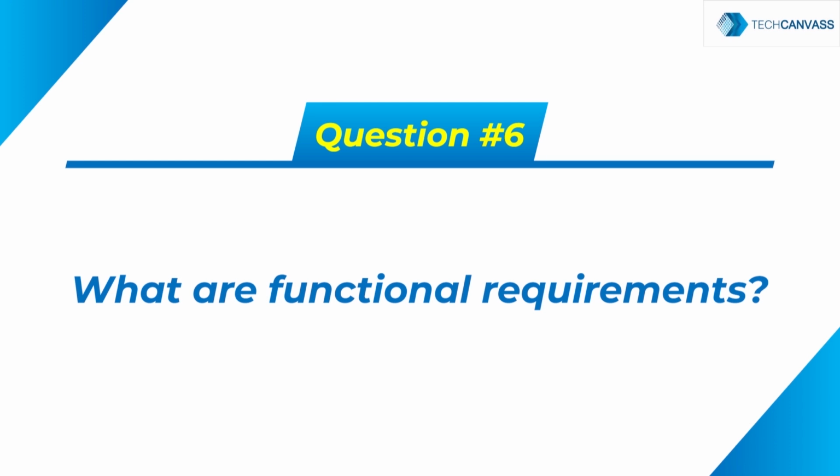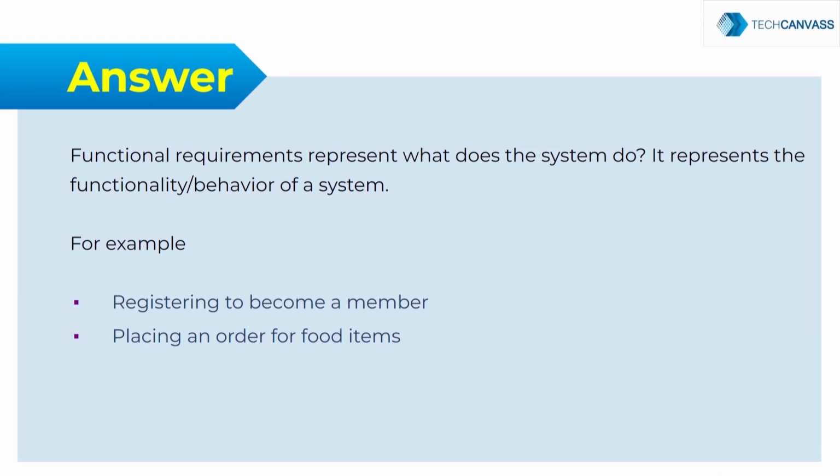Question number 6. What are functional requirements? Functional requirements represent what the system does. It represents the functionality of a system. For example, registering to become a member of a website is an example of a functional requirement. Placing an order for food items on a mobile food app is also an example of a functional requirement.